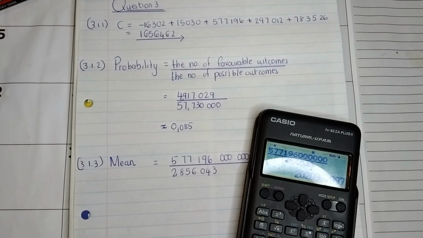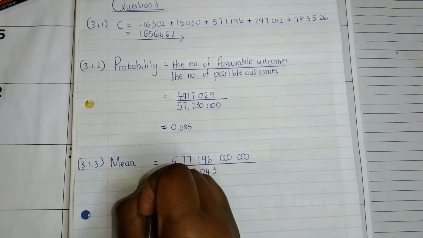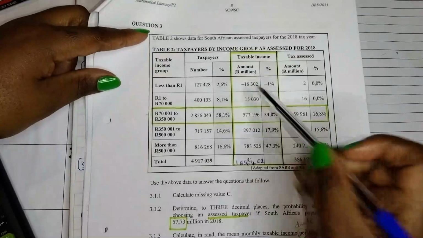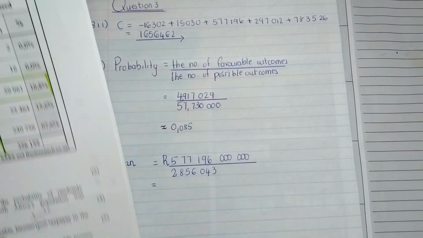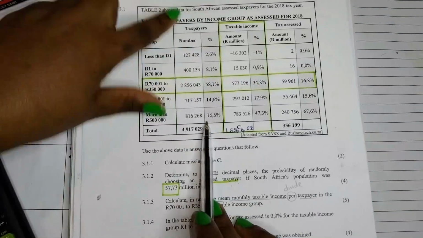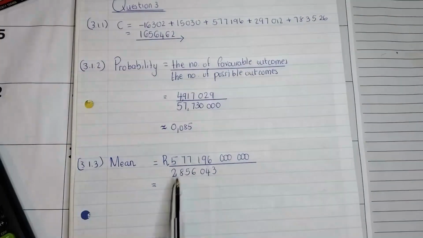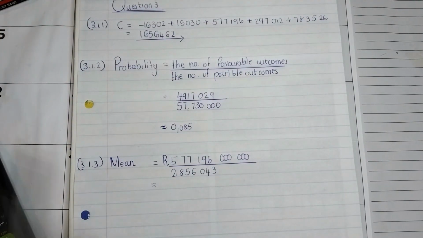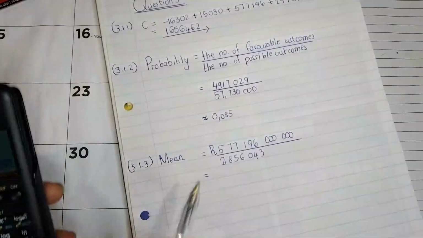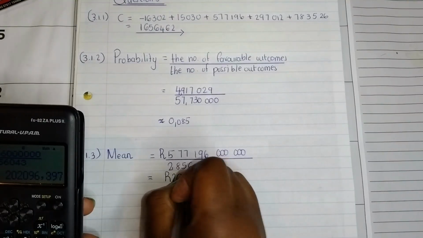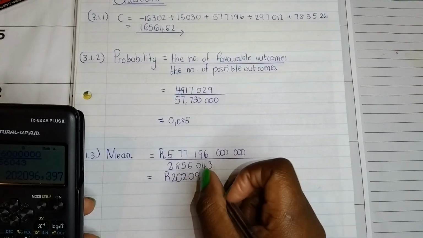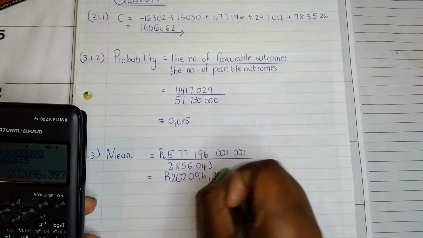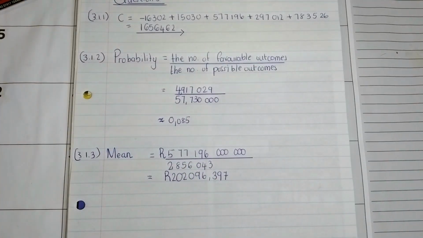2856043. So the mean is equal to, okay, the taxable income is in rands, so that is in rands, and this is just the taxpayers, so there's no unit for the taxpayers. That's why I leave it like that. So it's going to be 202,096 rand and 30, okay, I'll just leave it as 397 cents. So that is the mean.